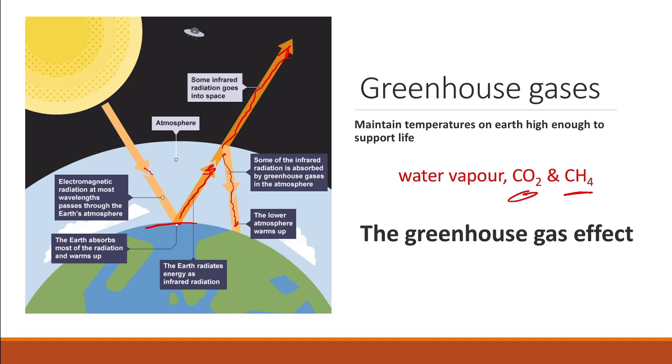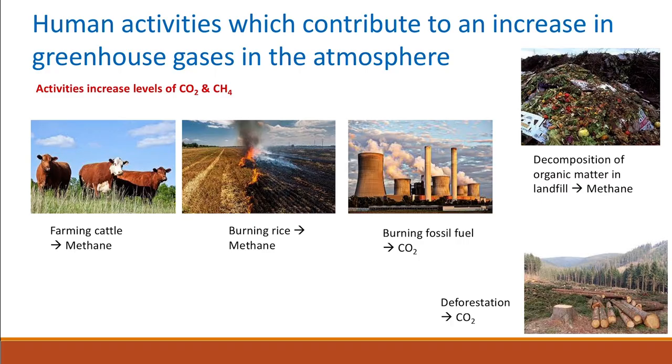So the higher the concentration of the greenhouse gases, the more infrared radiation will be radiated back into Earth, and the temperature of Earth will increase. There are certain human activities that will contribute to an increase in the greenhouse gases in the atmosphere. So, any activity that will increase the level of carbon dioxide or methane will contribute to the increase of the greenhouse gases. Farming cattle will increase the level of methane, burning rice, methane, burning fossil fuel, carbon dioxide, decomposition of organic matter in landfill, methane, and deforestation, of course, will increase the level of carbon dioxide.